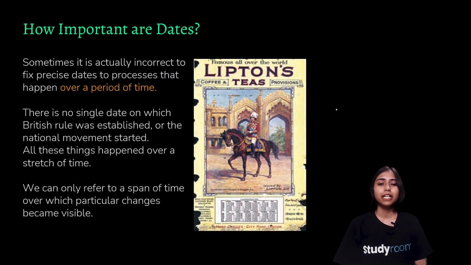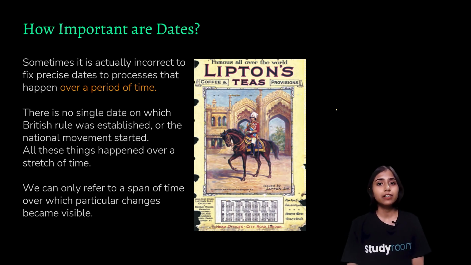Moving on, sometimes it is actually incorrect to fix precise dates to processes that happen over a period of time. Now we know the processes of industrialization and colonization did not happen on a certain day. When we read that industrialization in England happened in the 19th century, we do not prescribe a certain date to it. We obviously add a period because it happened over a course of time. The Mughal Empire happened over a course of time. Then the colonization happened over a course of time. The War of Independence happened over a course of time.